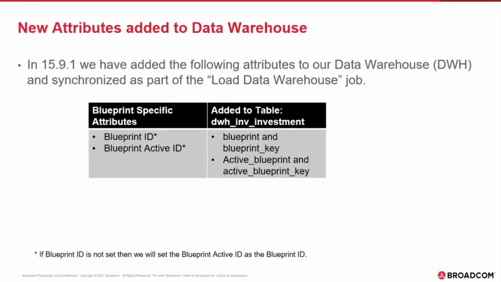So now when customers run the load data warehouse job, we will replicate the blueprint ID and the blueprint active ID. For those who are looking at the tables, you will see four columns in the tables, which should be the blueprint, blueprint underscore key, active blueprint, and active blueprint key. Just a note that if the blueprint ID is not set in your investment, then we will set the blueprint active ID as the blueprint ID itself, which is the default.